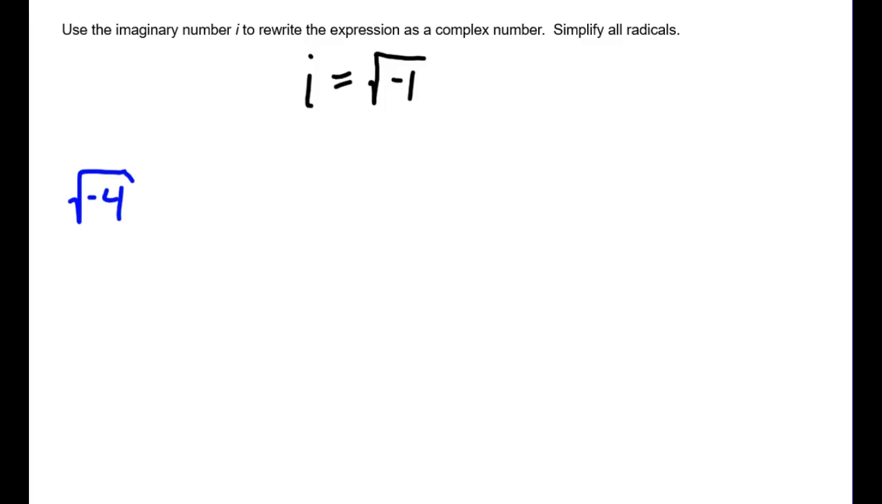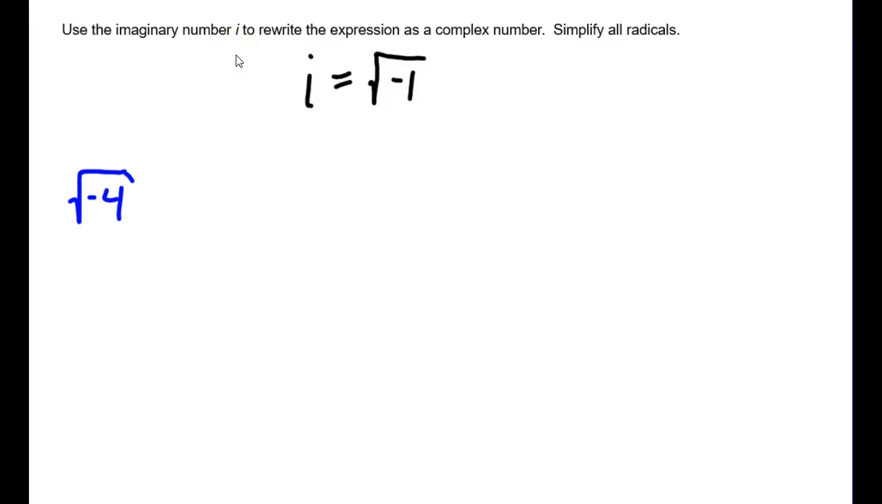In these first examples, we want to use the imaginary number i to rewrite the expression as a complex number, and we want to simplify all radicals. Recall that i is equal to the square root of -1. We talked about previously, we cannot take the square root of a negative number. This is where we're accounting for that. It's imaginary if we have that.